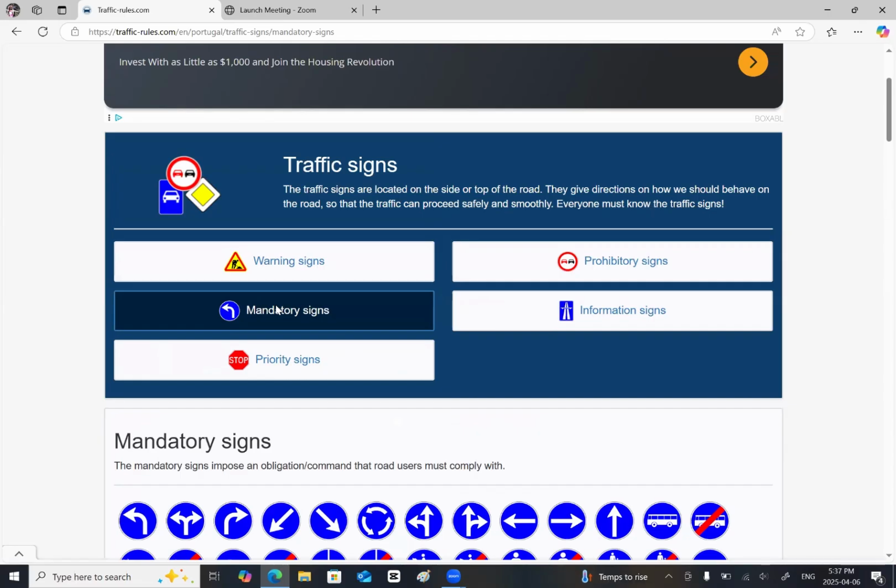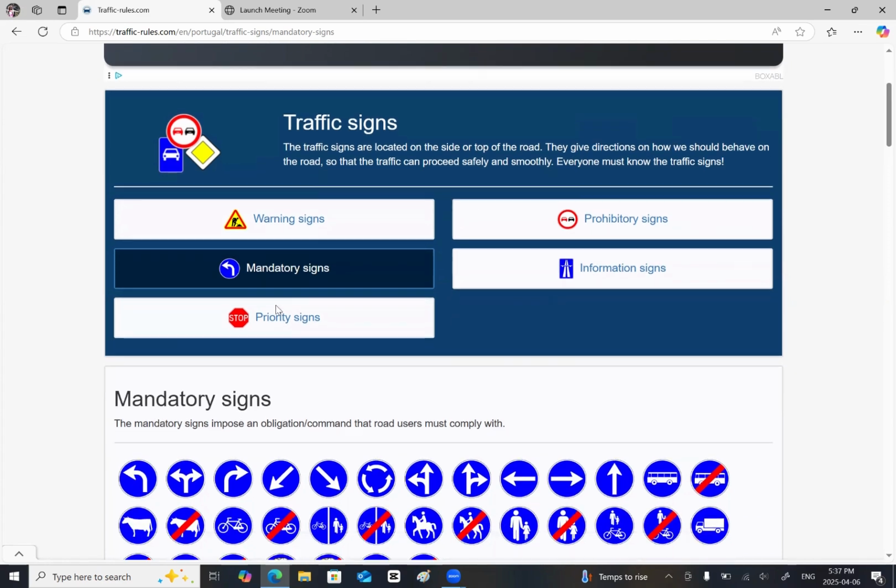Today, in part 2, I'm going to show you about mandatory traffic signs. The traffic signs are located on the side or top of the road. They give directions on how we should behave on the road so that the traffic can proceed safely and smoothly. Everyone must know the traffic signs, so you have to understand and be familiar with them.